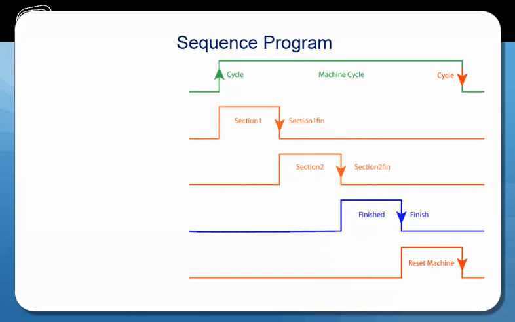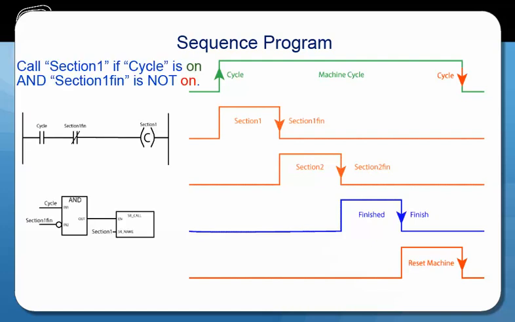Here is another way of looking at what we are trying to achieve. When we press the start button, the variable cycle comes on. This is the signal to start section 1 subroutine. We want to run section 1 subroutine until the variable section 1 fin comes on. Then we want to stop running section 1 subroutine. We can write a sentence. Call section 1 if cycle is on and section 1 fin is not on. When section 1 is finished, the gate will prevent the subroutine from running again.